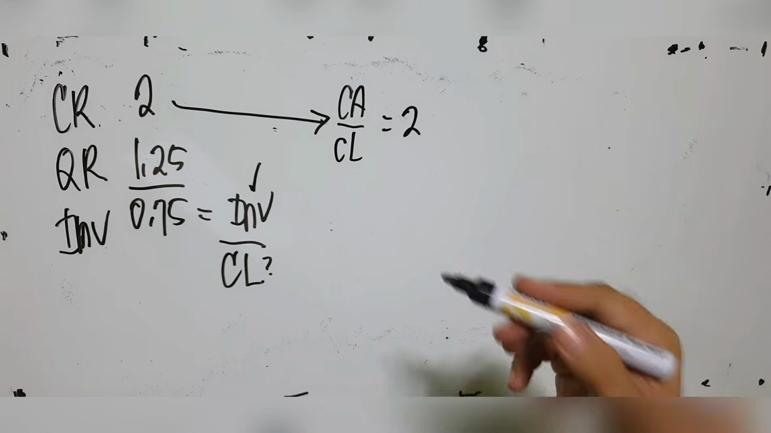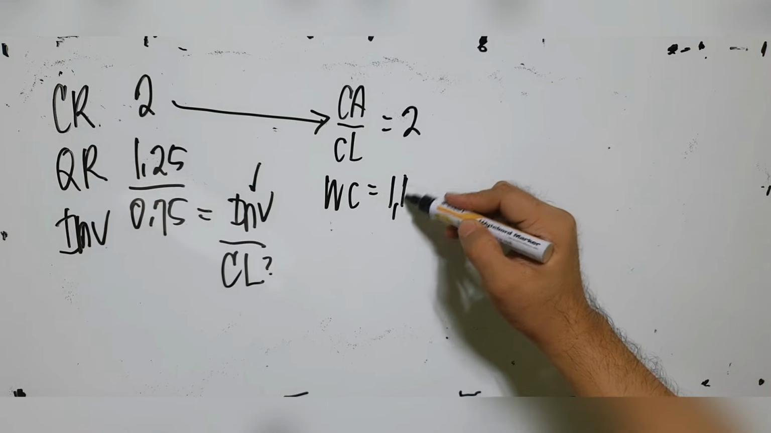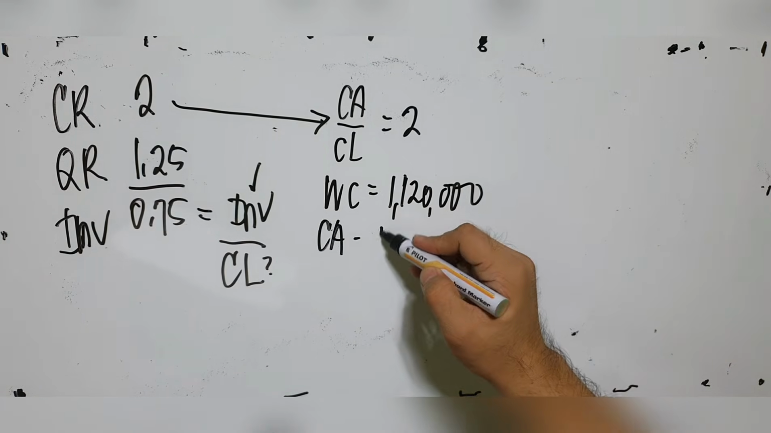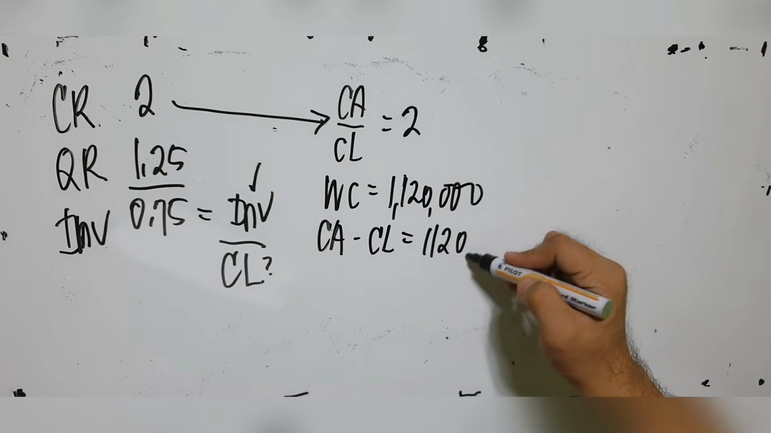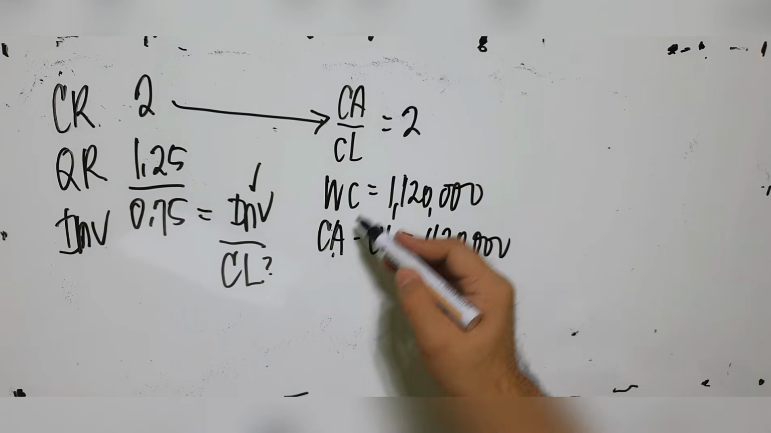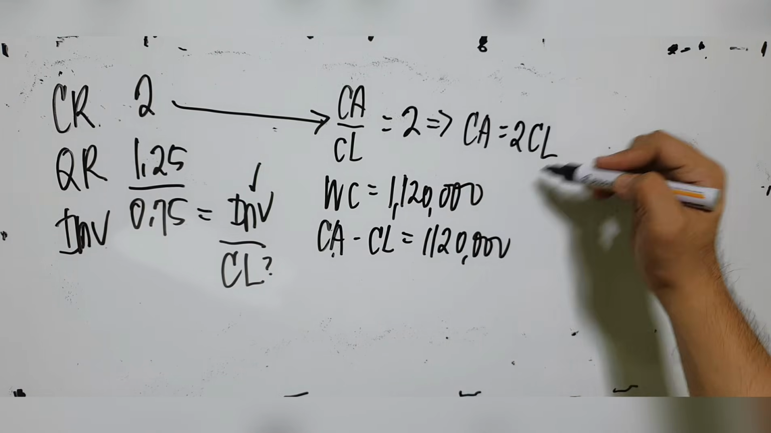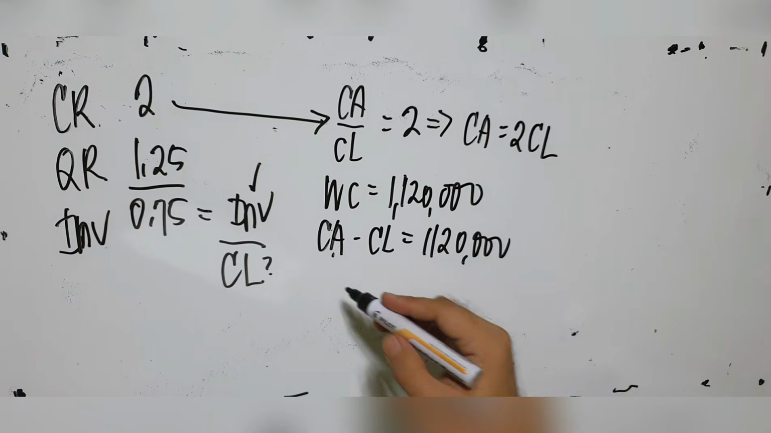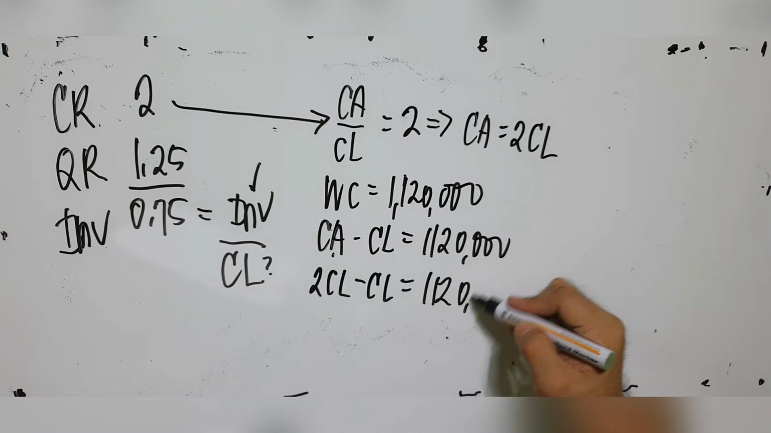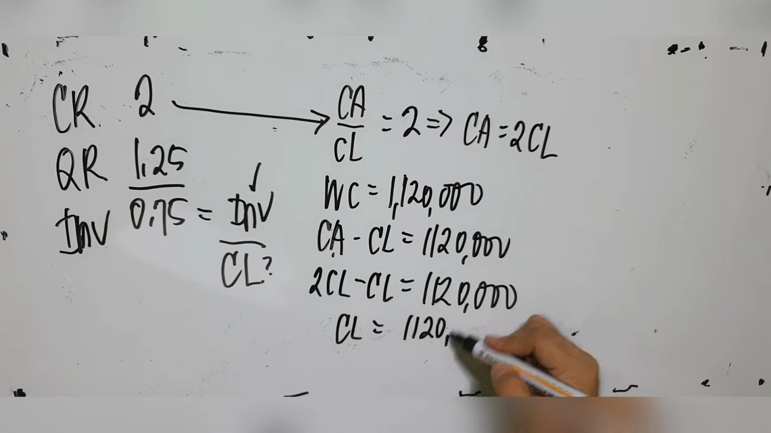And then, we also have the working capital na 1,120,000. Ibig sabihin, that is our CA minus CL is equal to 1,120,000. Meaning, CA natin is 2CL. Kasi ito pag in-expand, so that would be CA is equal to 2CL. Ilipat doon. Okay? So, 2CL minus CL is equal to 1,120. Therefore, your CL is equal to 1,120.